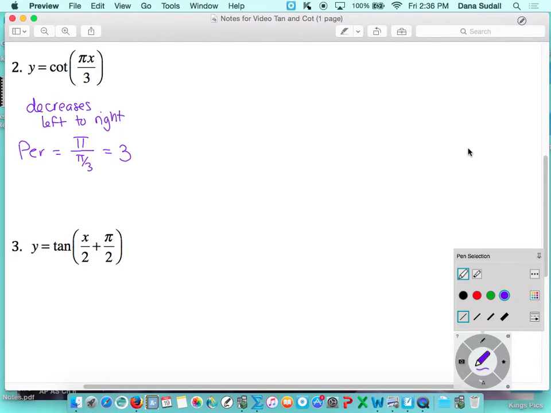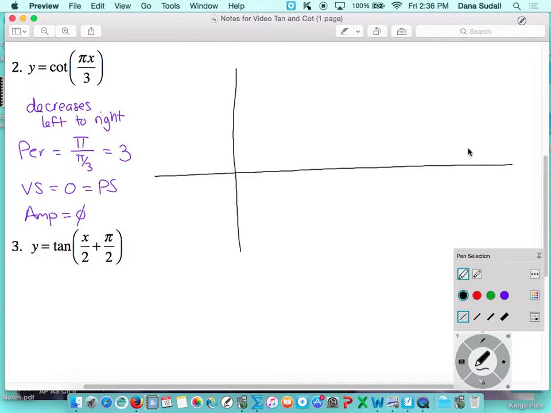There's no vertical shift, no phase shift for this: phase shift and vertical shift equal 0. I don't know why I wrote it like that. And then your amplitude, again, is still undefined. So we'll set up one period, actually a couple of periods of this. If I go 0 to 3, that should be one period. And then we'll stick one on the other side here.